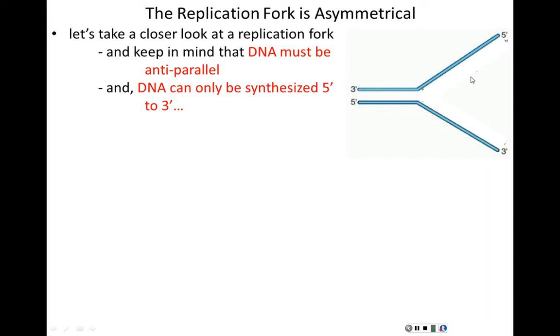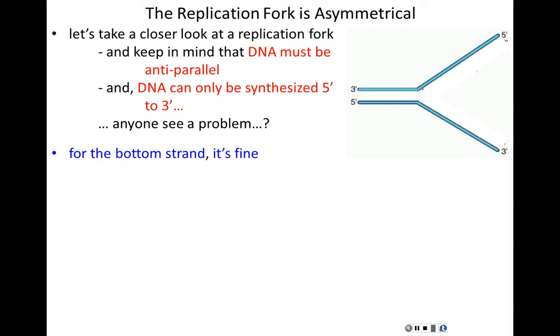Please also keep in mind that DNA can only be synthesized 5' to 3'. So DNA strands must always be anti-parallel, and synthesis can only occur 5' to 3'. Take a look at this replication fork for a moment and tell me if you see any problems with that.